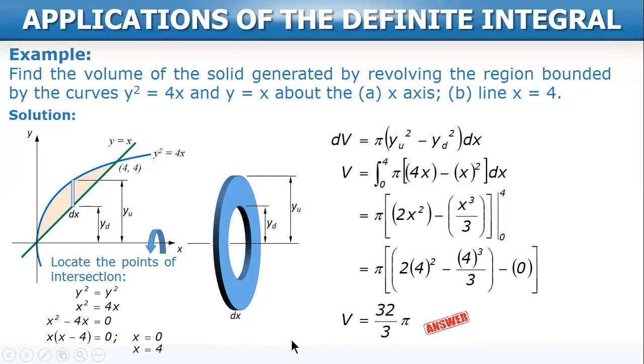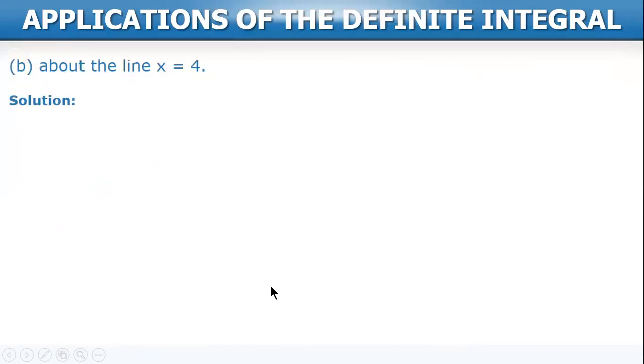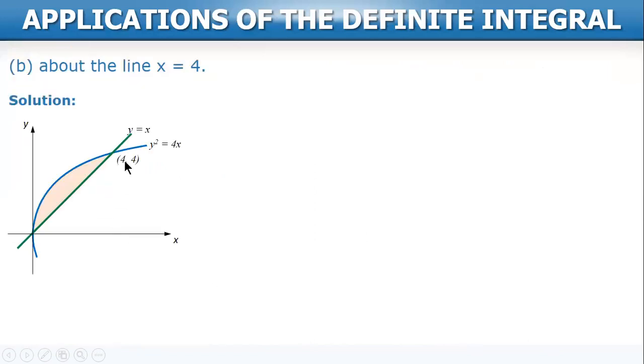Letter B, we're going to revolve the area about the line x equal to 4. So line x equal to 4. Since our axis is vertical, our strip must be horizontal, perpendicular.